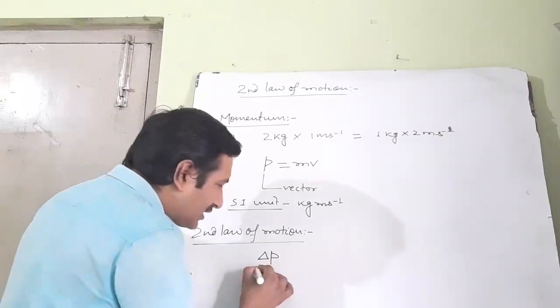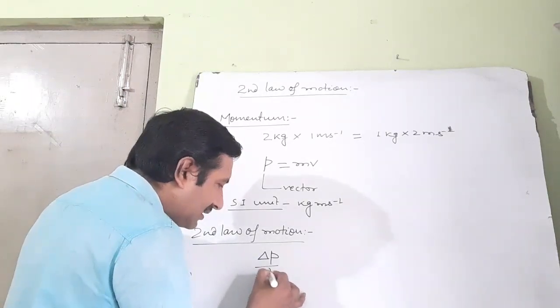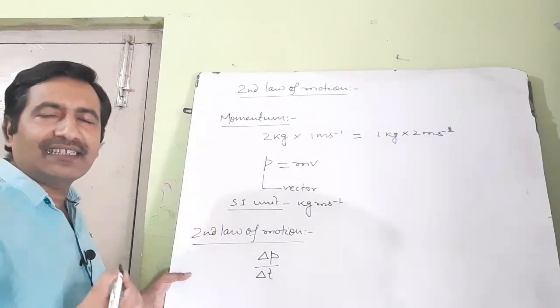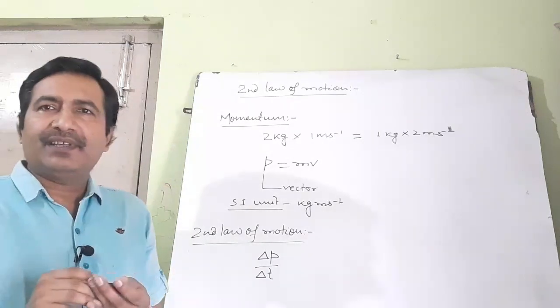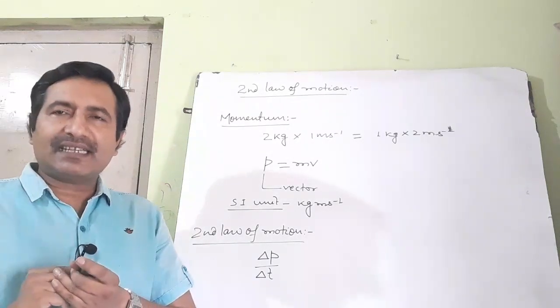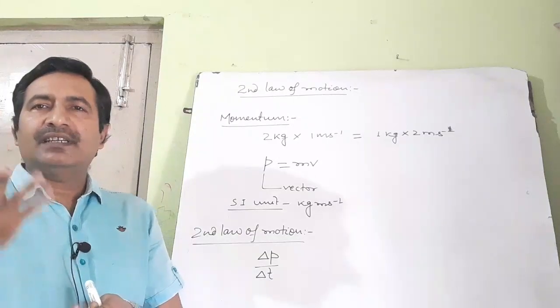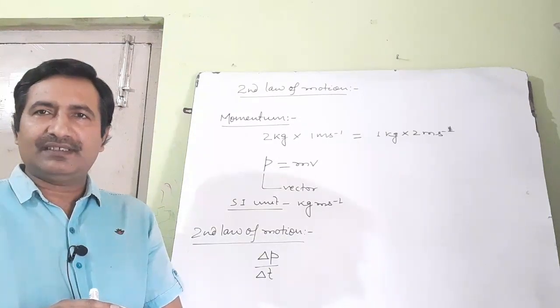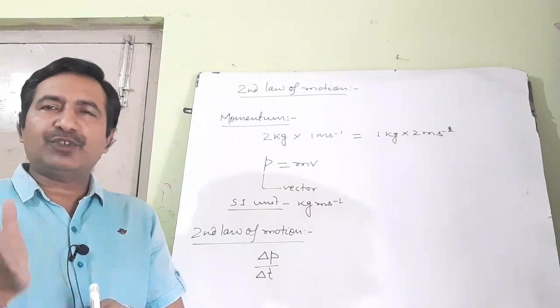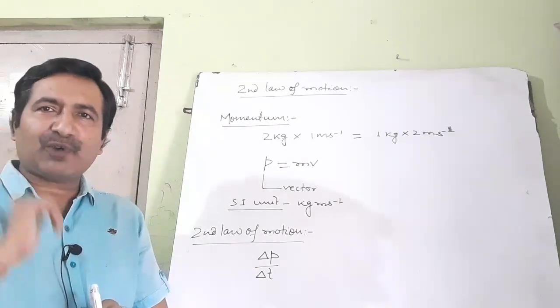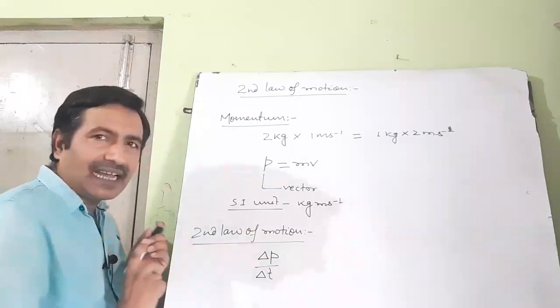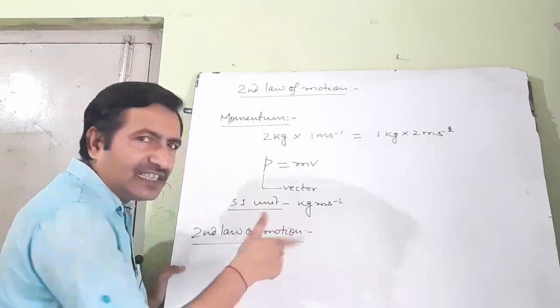In a time duration of delta T, then delta P by delta T. I discussed delta whenever I was discussing change in velocity, to introduce acceleration. So at that point I discussed delta. So delta P means change in momentum.